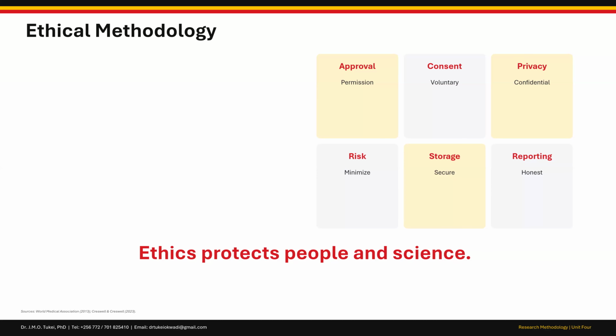I mentioned something about ethics. I said, when you lose wealth, nothing is lost. If health is lost, maybe something is lost. But the moment you lose character and integrity, all is lost. People are losing wealth here. Therefore, in research, ethics protects people and science. The moment you begin behaving as if you have not gone to school, then you are going to have a lot of issues. So, ethical methodology begins from approval, get permission.